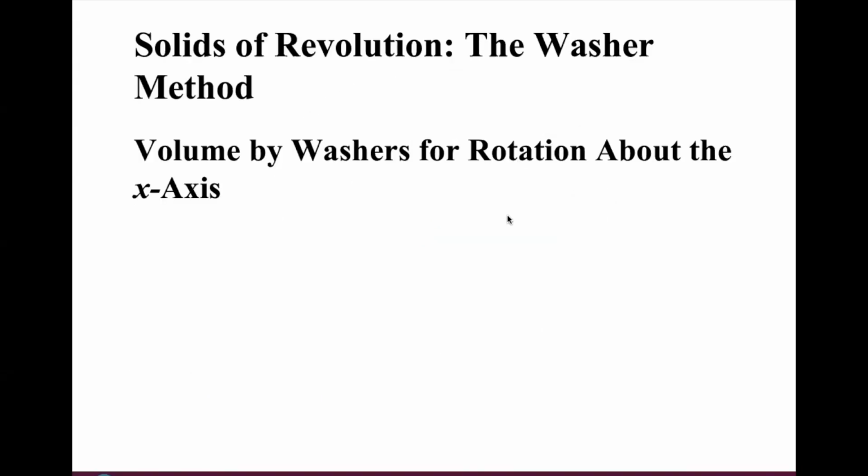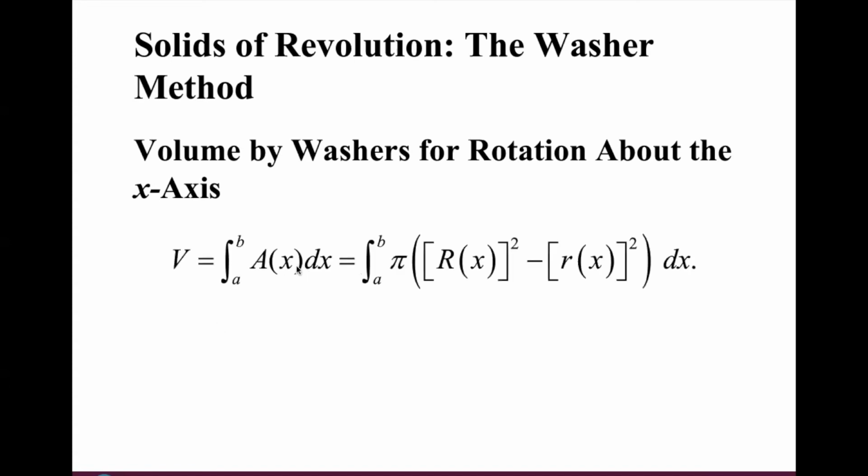So that brings us to our formula for finding volume of a solid of revolution using the washer method. This is for rotation about the x-axis. It looks like this: the integral from a to b of pi times the square of big R of x minus the square of little r of x.